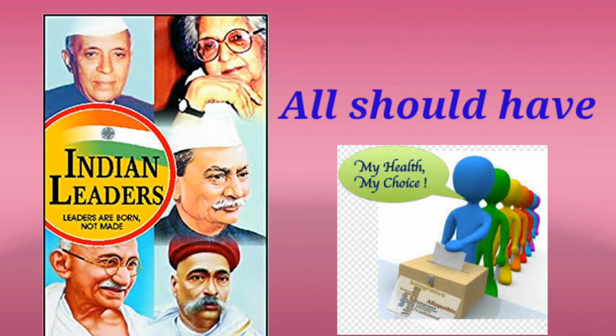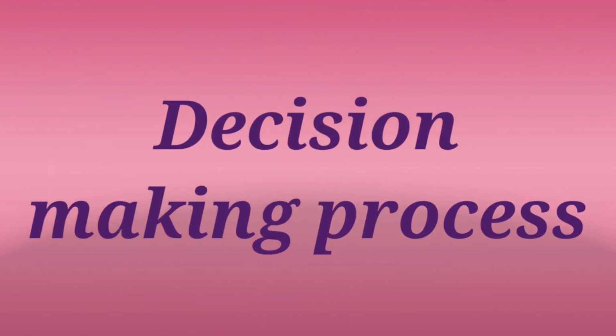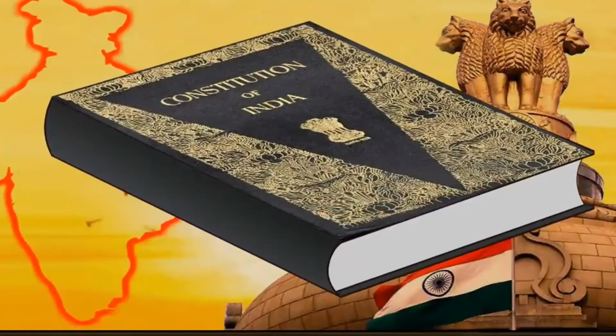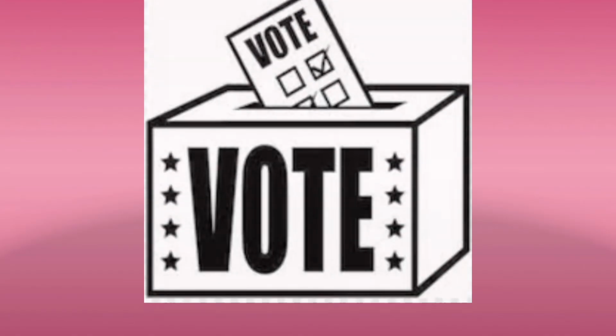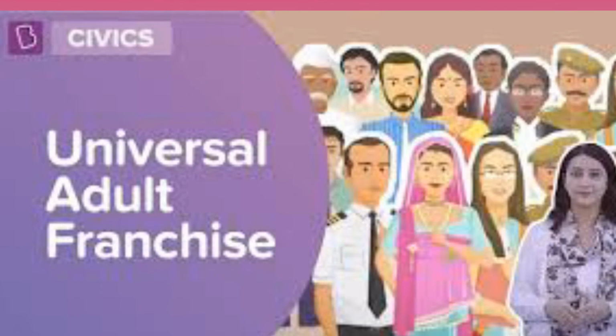So then only they could elect their representative, and that representative could play a vital role in the decision making process. This was implemented when we got our independence and when we framed our constitution. As a result, our Indian constitution granted the citizens the right to vote based on the principle of universal adult franchise.